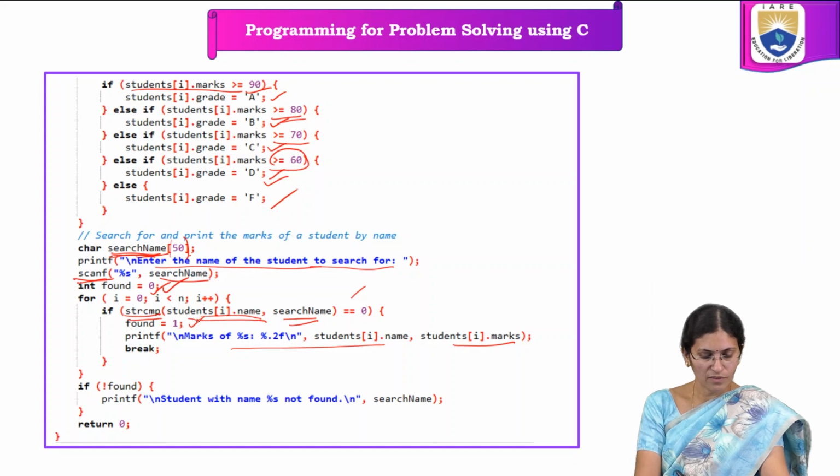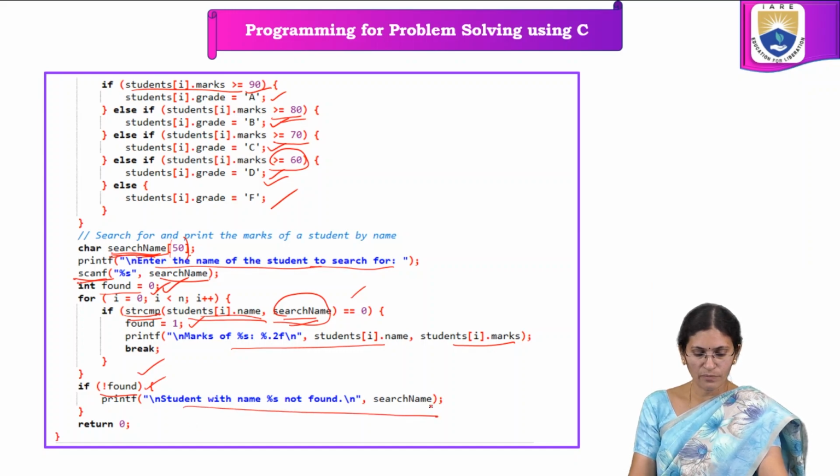If there is no student with the search name, then this condition will be evaluated. So found is equal to 0. When found is equal to 0, not found means 1. If this becomes true, 1 means true here, so this condition will be evaluated. Student with name is not found in the search list.